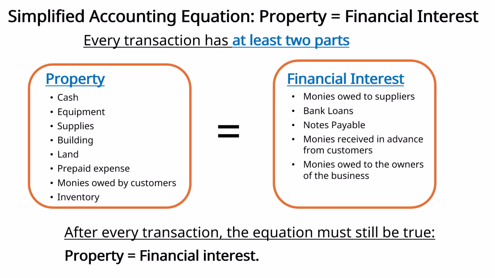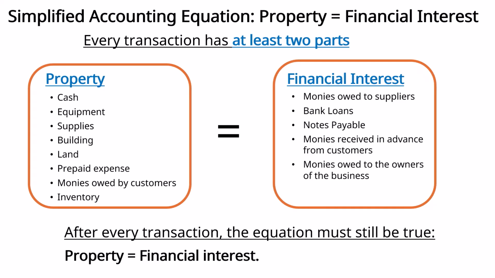Property includes things like cash, equipment, supplies, building, land, prepaid expenses, monies owed by customers called accounts receivable, and inventory. In short, property that the company owns. Financial interests and obligations are monies owed by the business to either third parties, such as monies owed to suppliers called accounts payable, bank loans, notes payable, monies received in advance from customers, but also monies owed to the owners of the business. In short, financial interest is what the company owes.